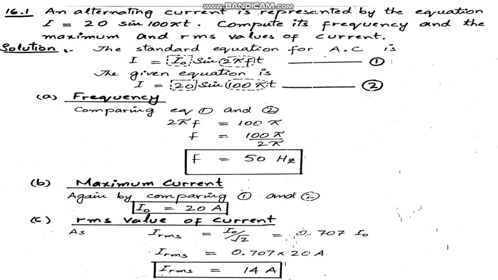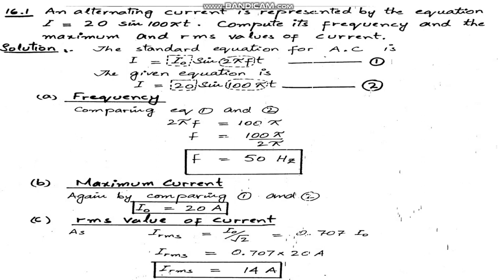B, maximum current. If we compare equation 1 and 2, in the first equation, I naught is the maximum value. So if we compare equation number 2, I naught has a value that is 20. So I naught is equal to 20 ampere.